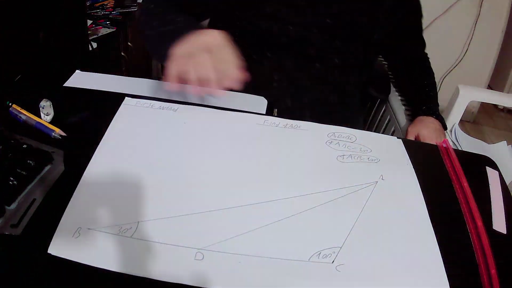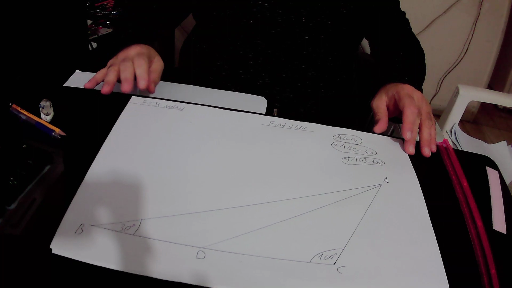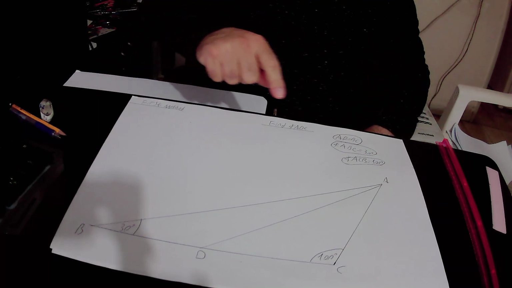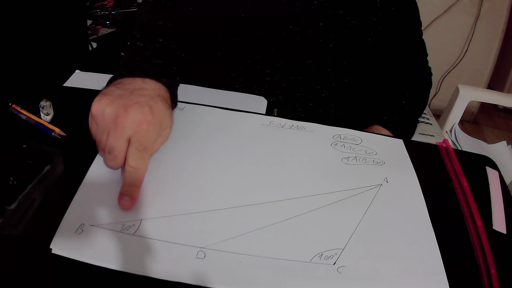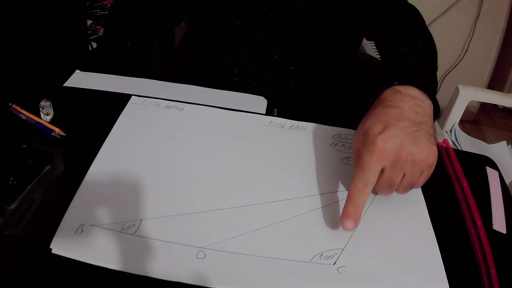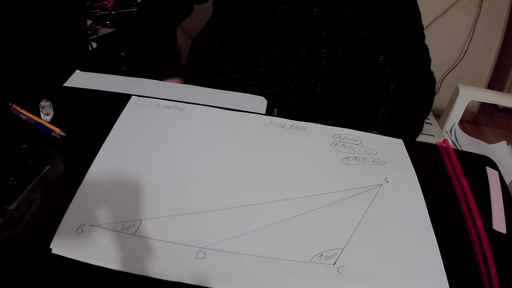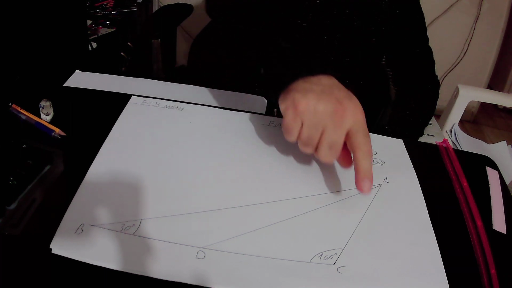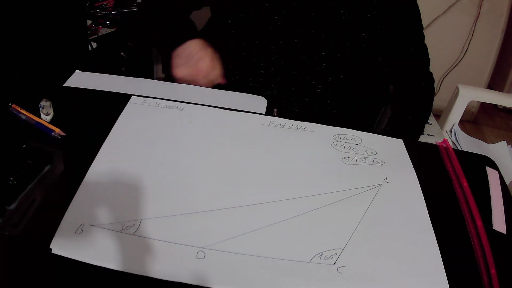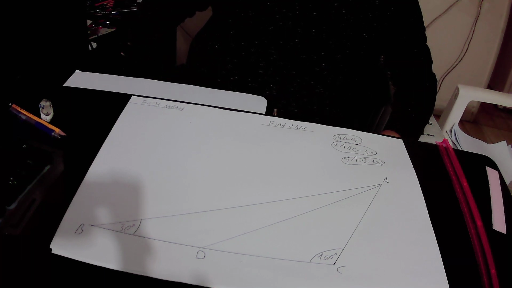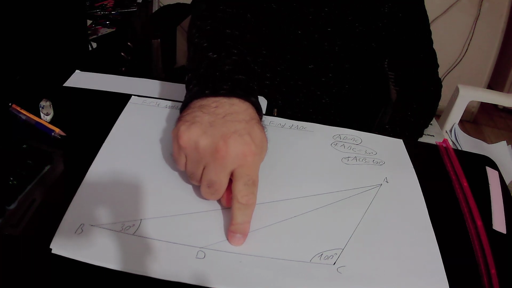Now, in this lecture, we will find out the value of angle ADC using two different methods. In the drawing, we have triangle ABC. We know that angle ABC equals 30 degrees, angle ACB equals 100 degrees, and we also know that AD equals BC, and we want to find out the value of angle ADC.